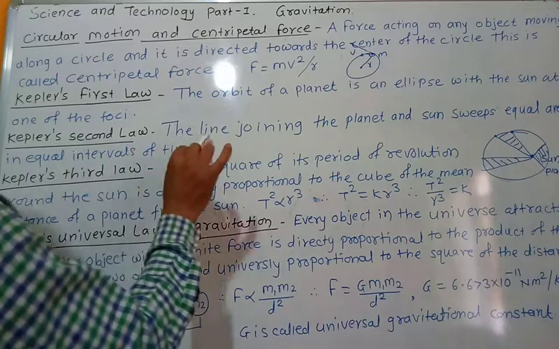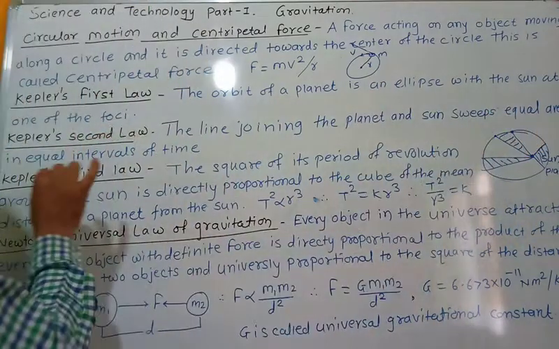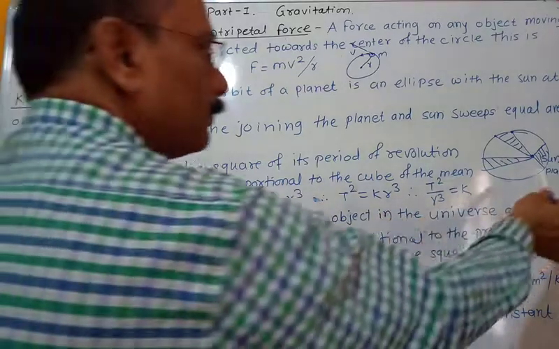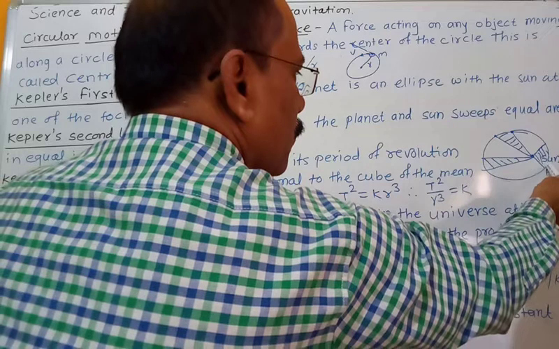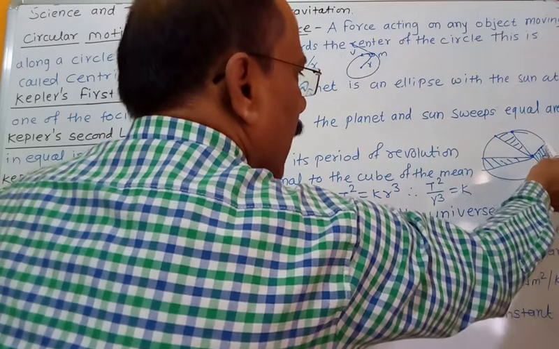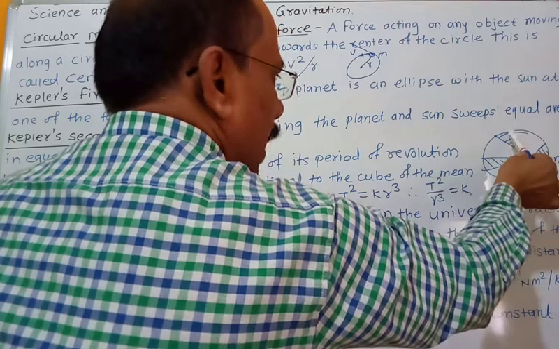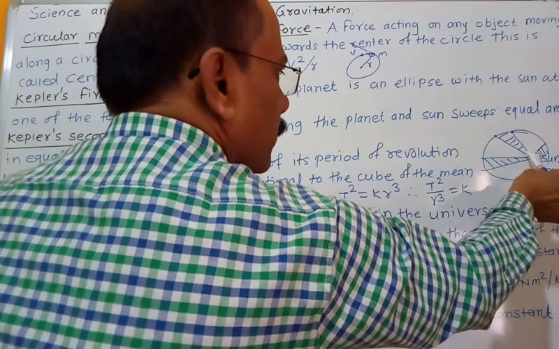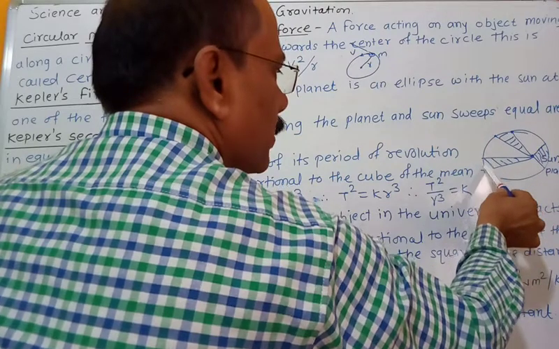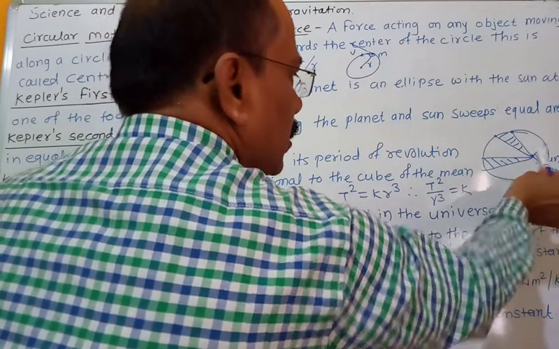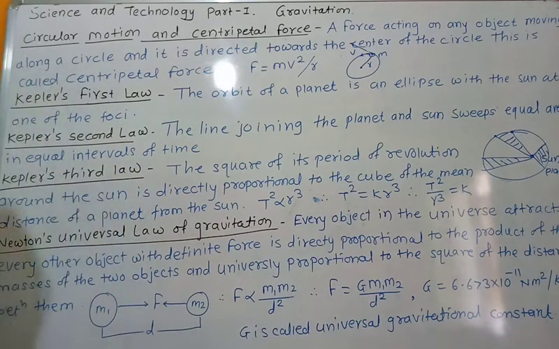Kepler's second law: the line joining the planet and the sun sweeps equal areas in equal intervals of time. The planet starts to move from here to here, and this is the area swept. Suppose the planet moves from here to here and sweeps an area, and then moves to here and sweeps another area. Those areas must be equal. This is Kepler's second law.